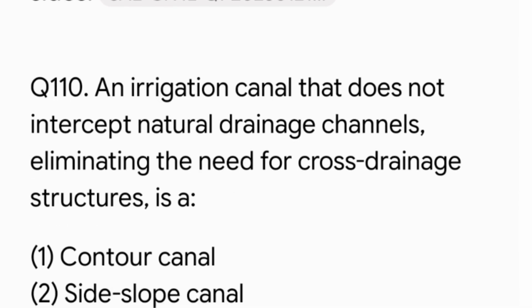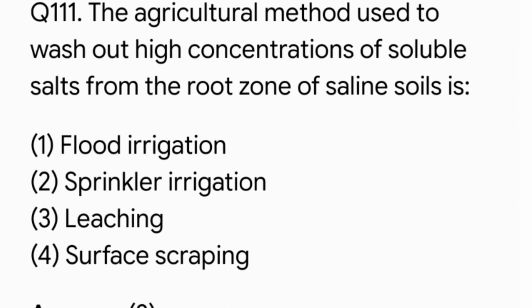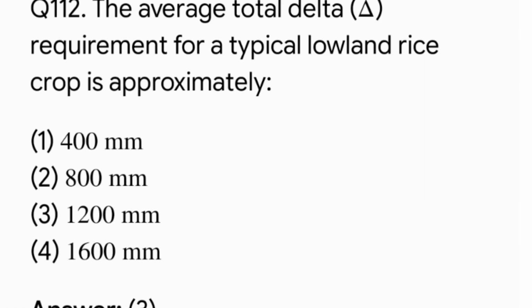An irrigation canal that does not intersect natural drainage channels, eliminating the need for cross drainage structures, is. Correct answer option 3. Bridge or watershed canal. Next question. The agricultural method used to wash out high concentrations of soluble salt from a root zone of saline soil is. Correct answer option 3, leaching. Next question. The average total delta requirement for a typical lowland rice crop is approximately. Correct answer option 3, 1200 mm.